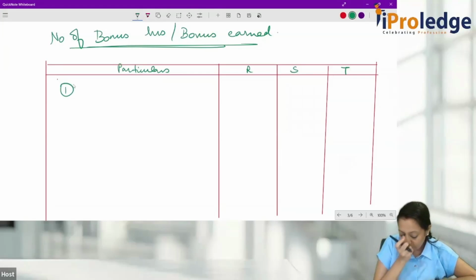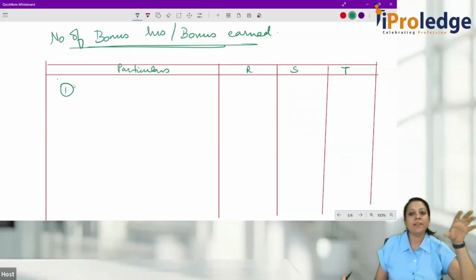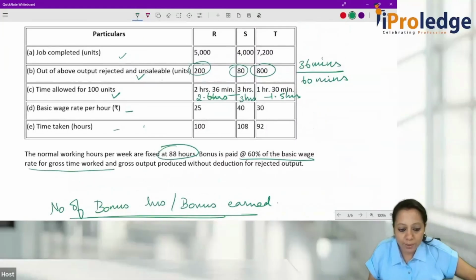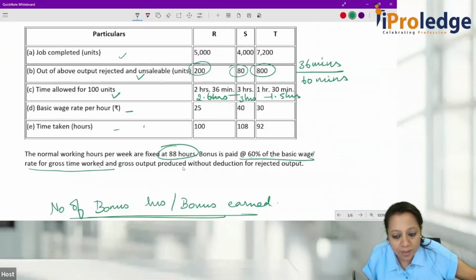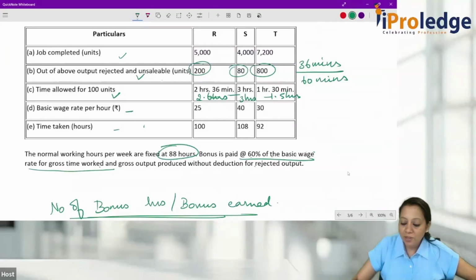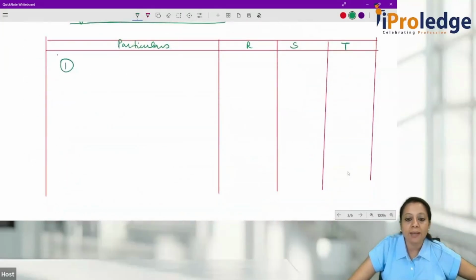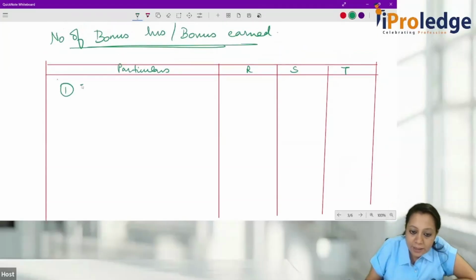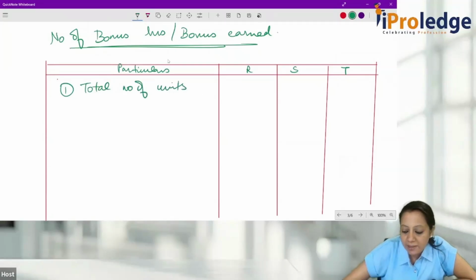So now, first of all, I need to find out the time saved. Then only I can pay bonus. Now you look into this. They have said 60% of the basic wage rate for the gross time worked and gross output produced without deduction for rejected output. So first I should find out the time saved. Let us start with the total number of units, which is given in the question.